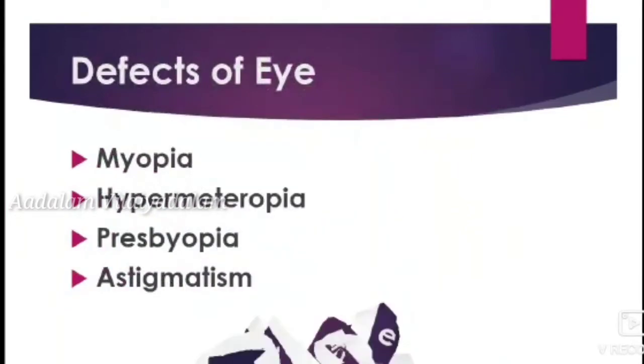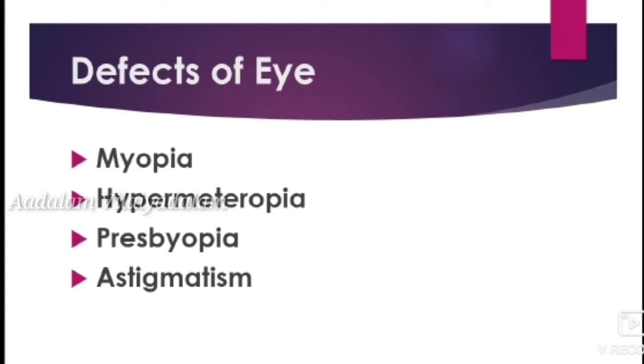And next we learn about the defects in the eye. In some people, the eye loses its power of accommodation due to many reasons such as genetics, aging, etc. So the vision becomes defective. Let us discuss the common defects of the human eye: myopia, hypermetropia, presbyopia and astigmatism.